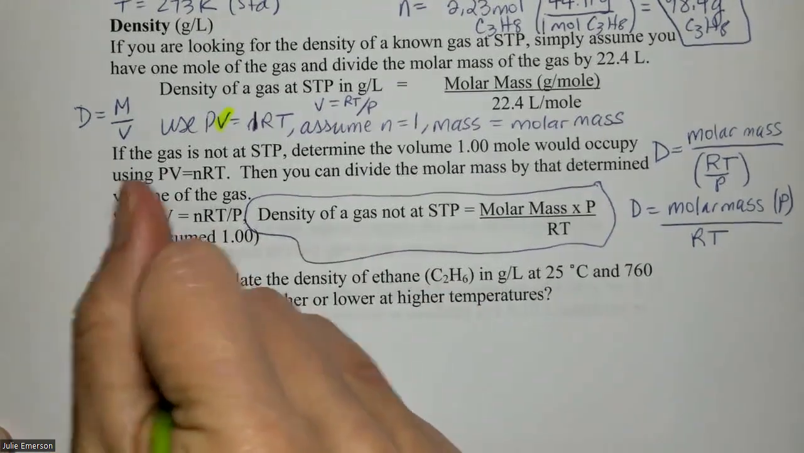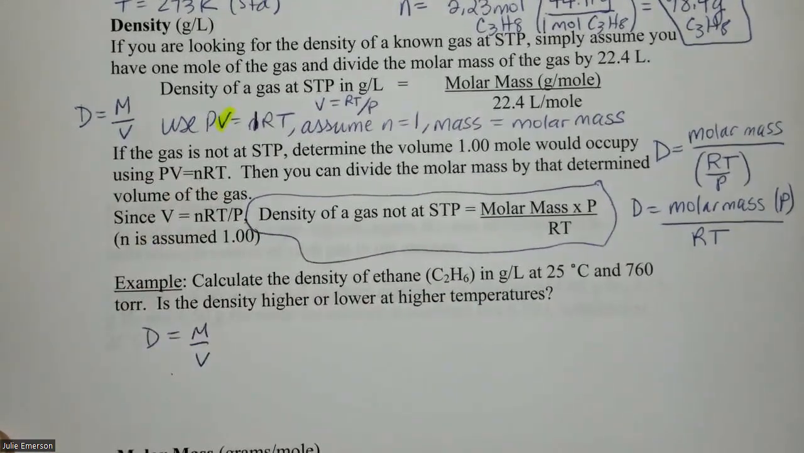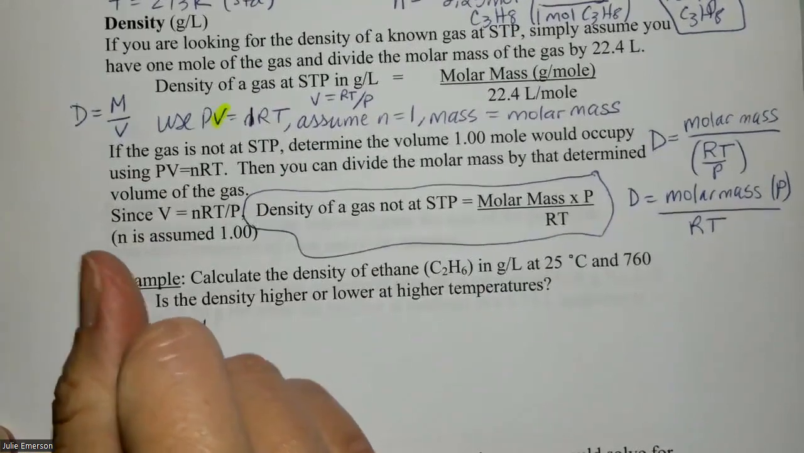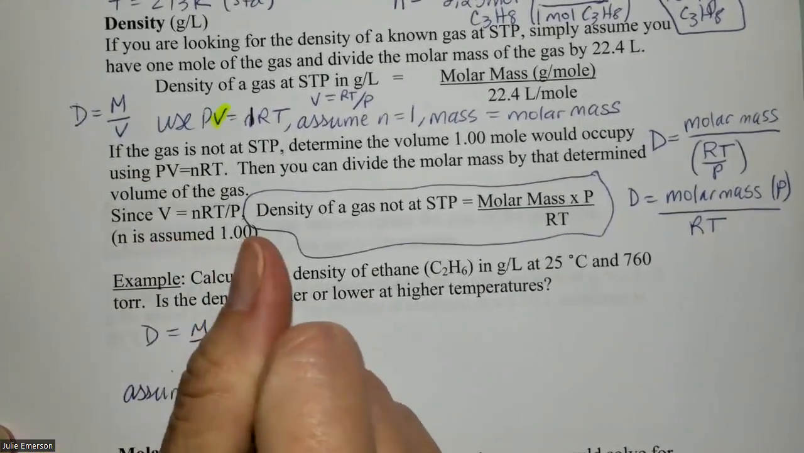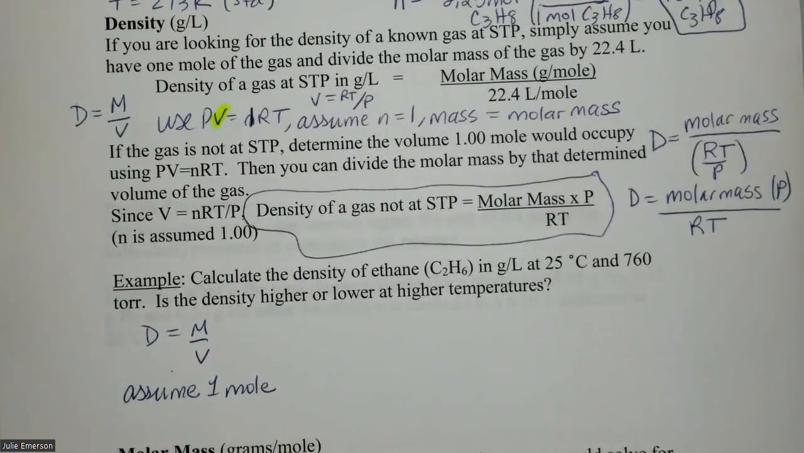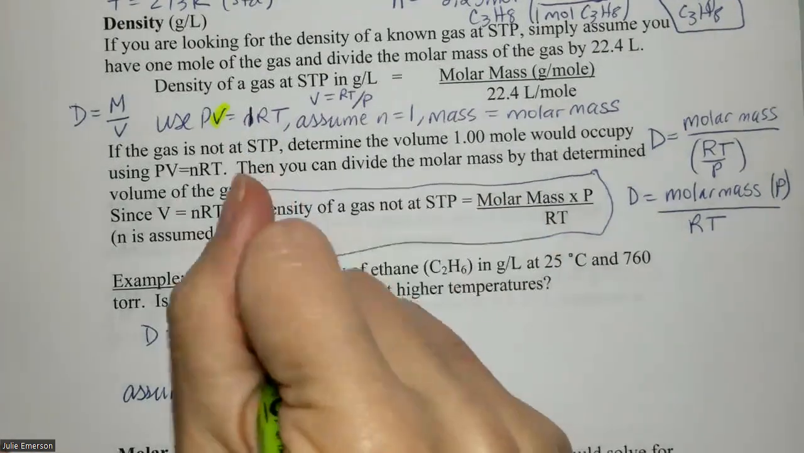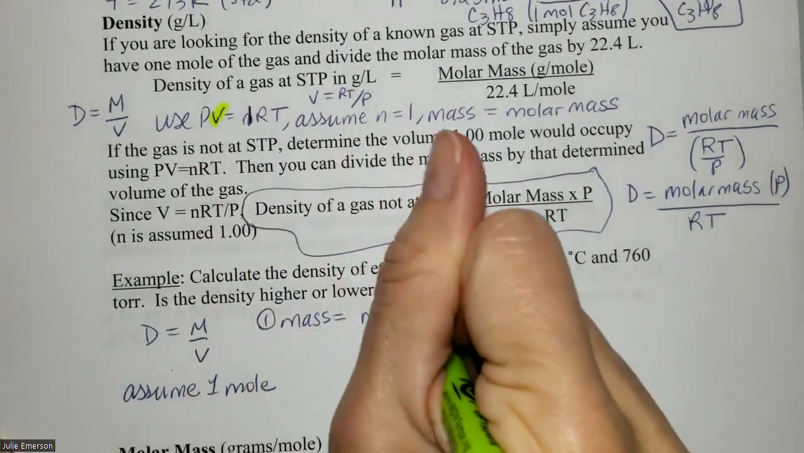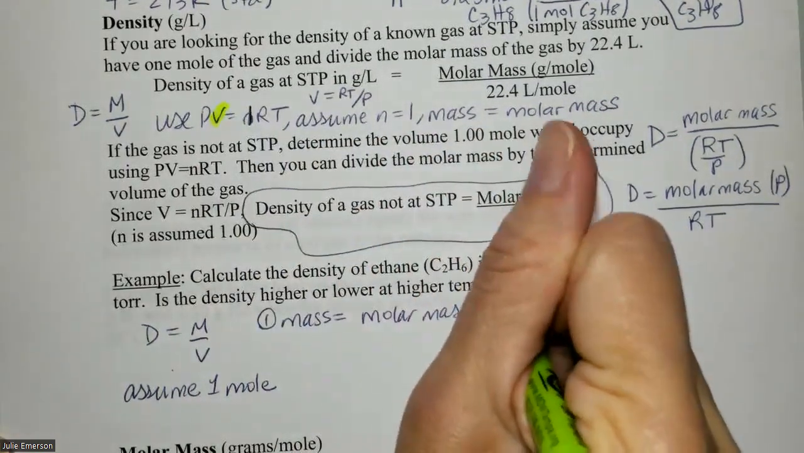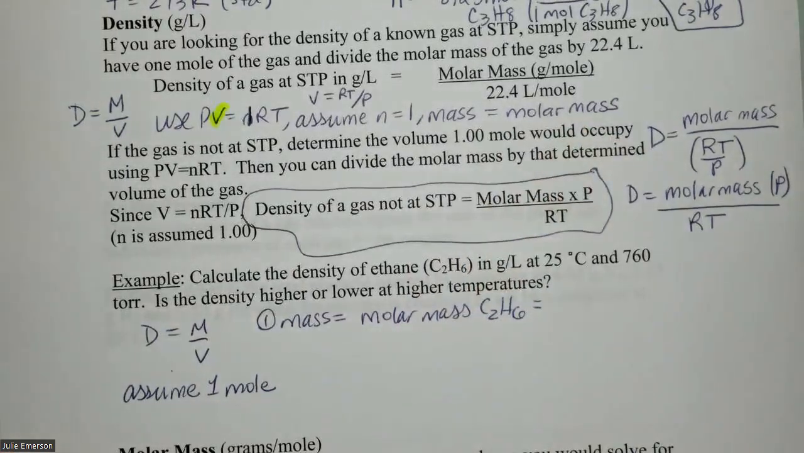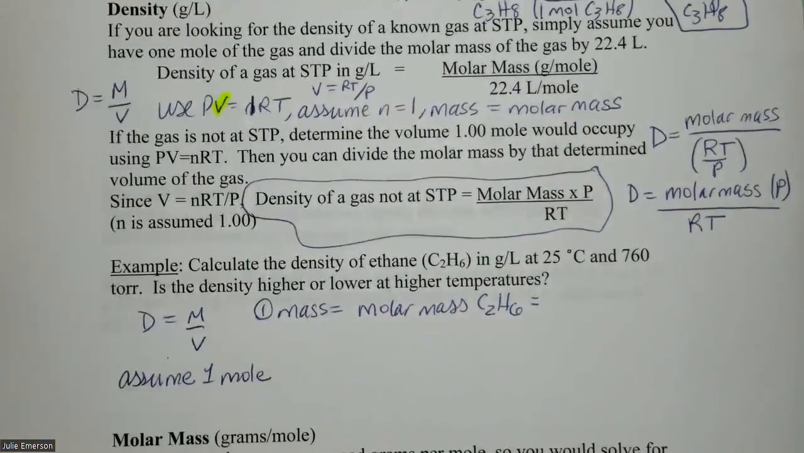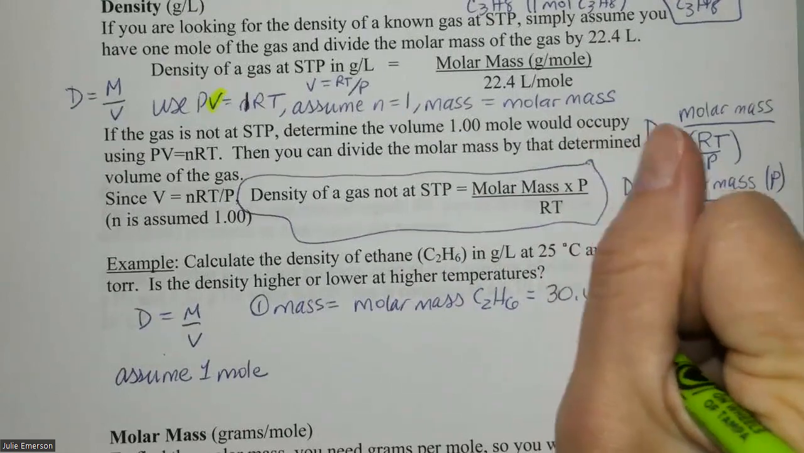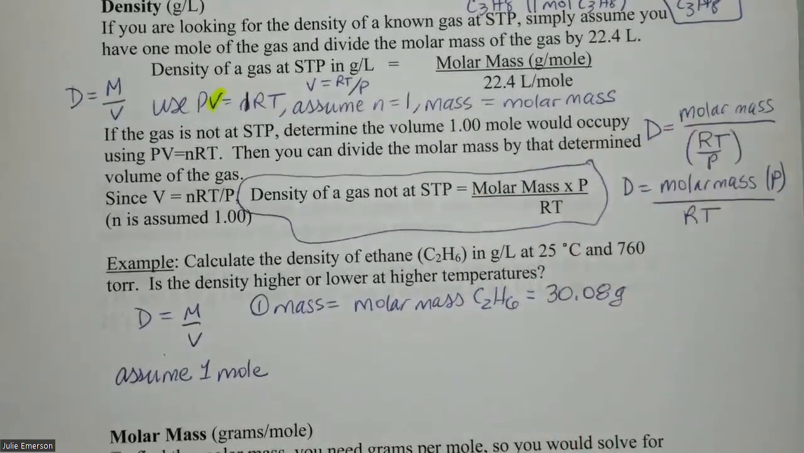So we know for density, we need mass divided by volume. Again, for these questions, this is key. You have to assume that you have 1 mole of the gas, right? That means that the mass is equal to the molar mass, right? And we've got C2H6. So on my periodic table, I'd have 2 carbons, 24.02, 6 hydrogens, 6.06. So I get 30.08 grams.